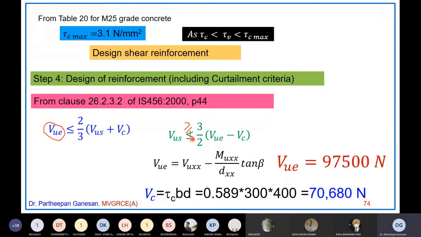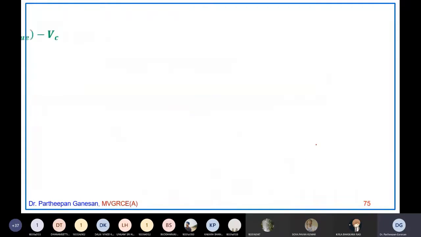Here something is wrong. Can you see here? Can you guess what is wrong? Student: 3/2 should not come to whole, sir. Yeah, this is only. Thank you very much. At least you are paying attention. 3/2 is only for here, not here, because 3/2 is going this side, 3/2 VU minus VC. So this anyway in the next slide I would have written correctly, I think.